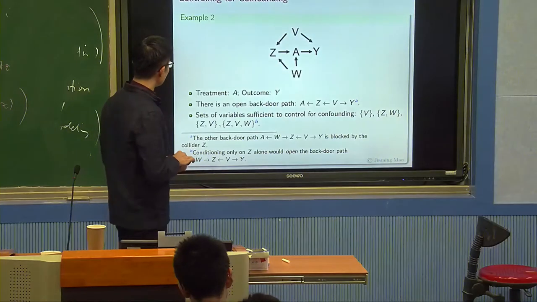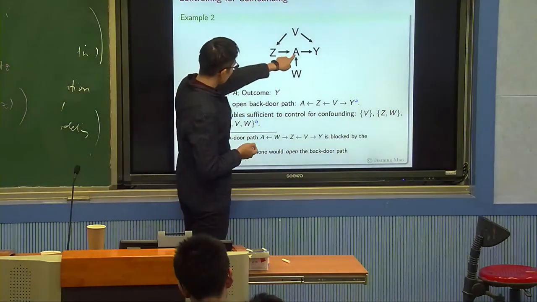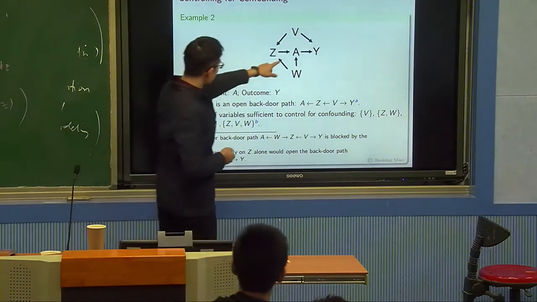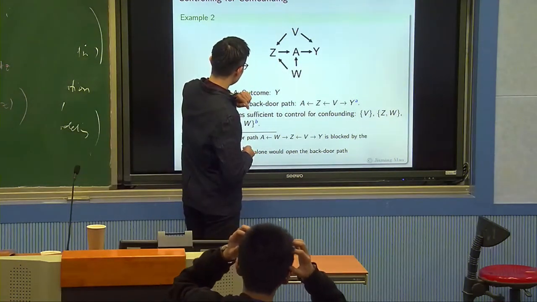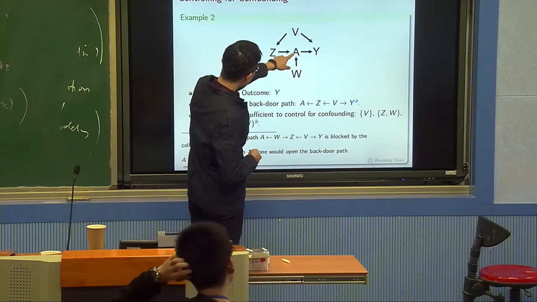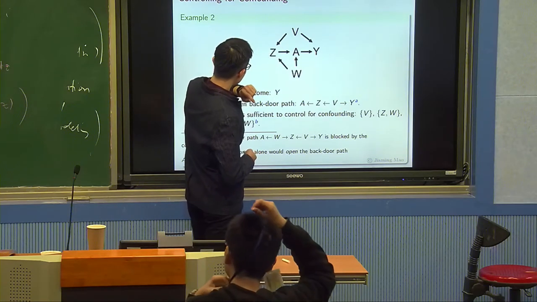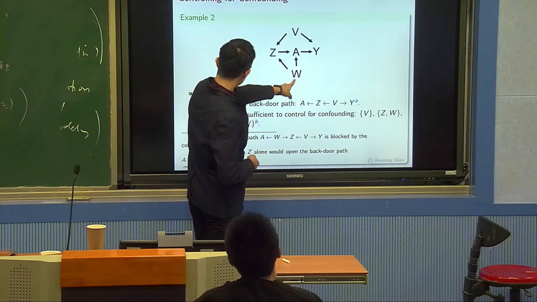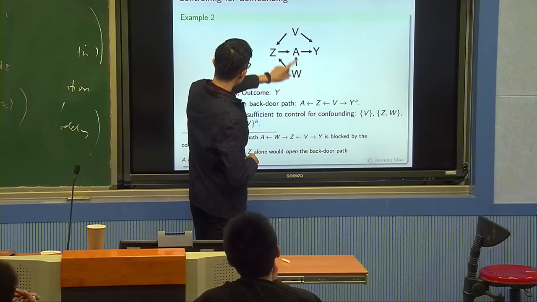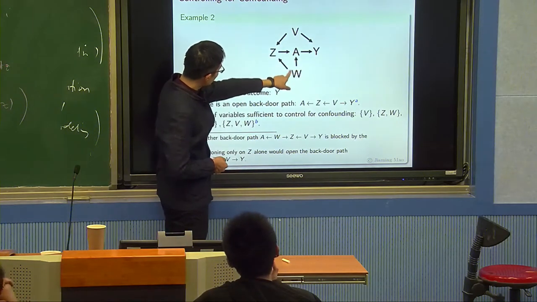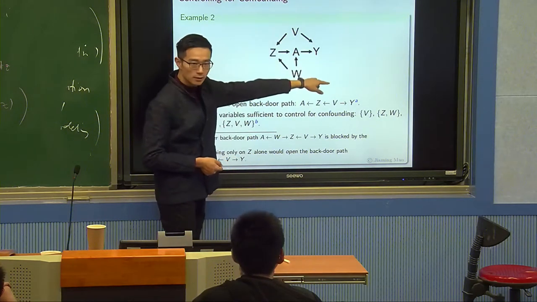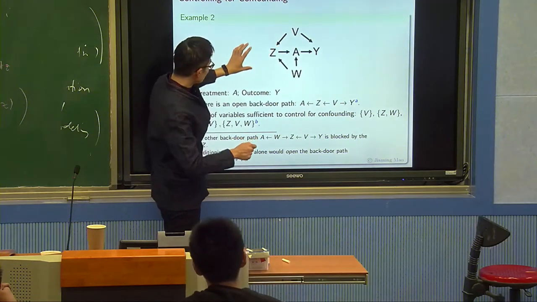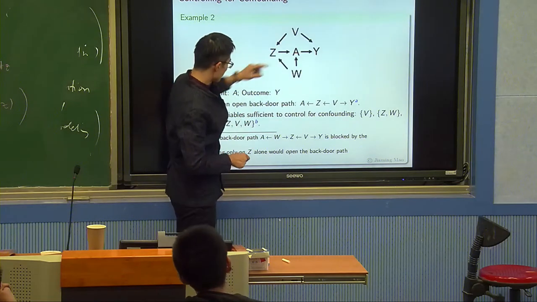Here's another example. We're interested in A to Y. But in this case, how many open backdoor paths do we have? Well, we have A, Z, V, Y. So this is one open path. We also have A, W, Z, V, Y, but this one is not open, and the reason is that Z is a collider on this path. That is why it's not open. So the only open path is A, Z, V, Y.